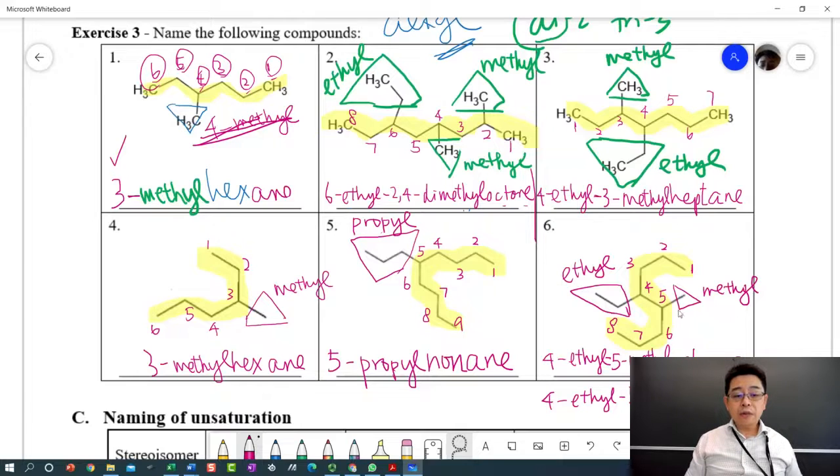Okay, to round up, if you have 2 numbers like here, they should be separated by a comma. A comma separates 2 position numbers. If it's between a number and a letter, then use a hyphen. So we have 2 symbols, a comma and a hyphen. Make sure you notice that. So that's it for exercise 3. I'll stop here first.